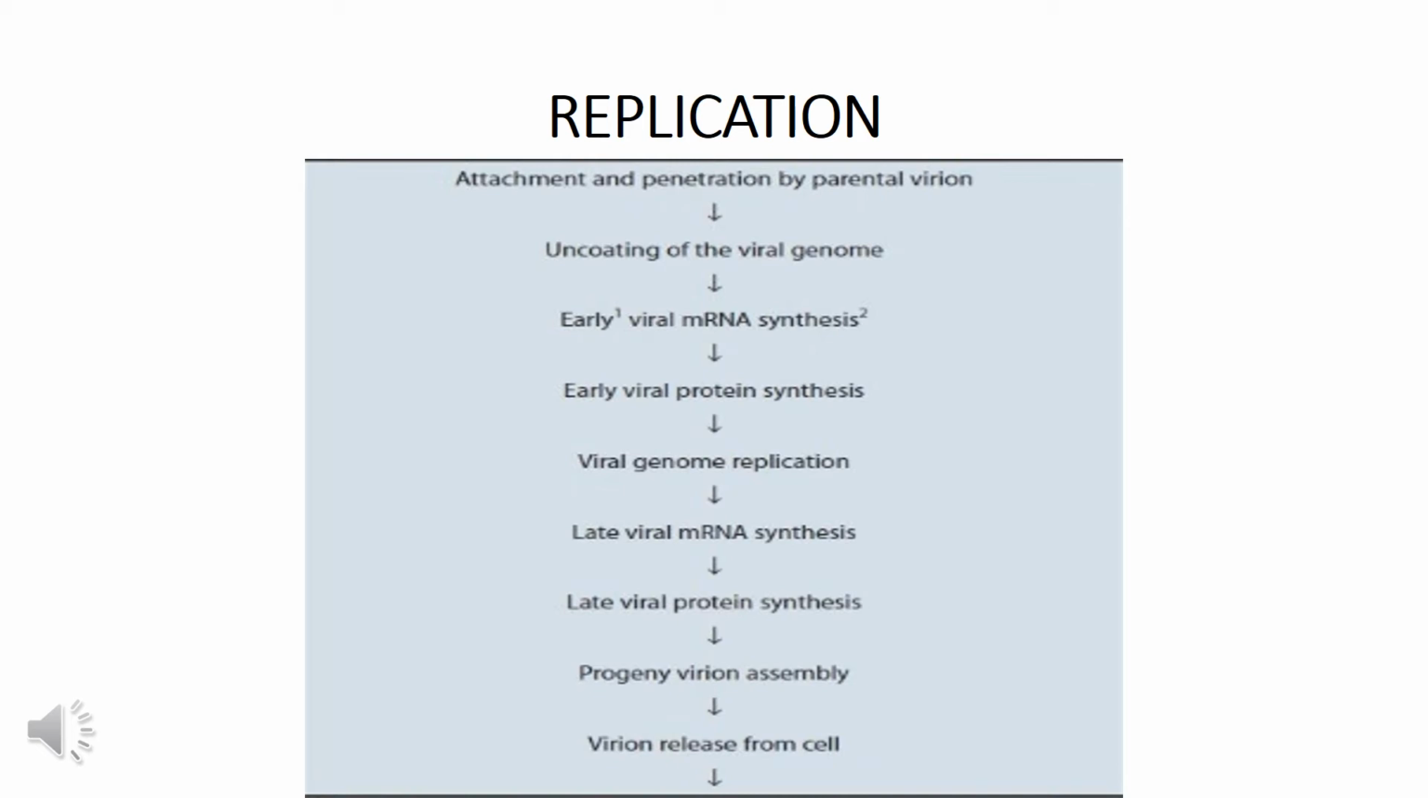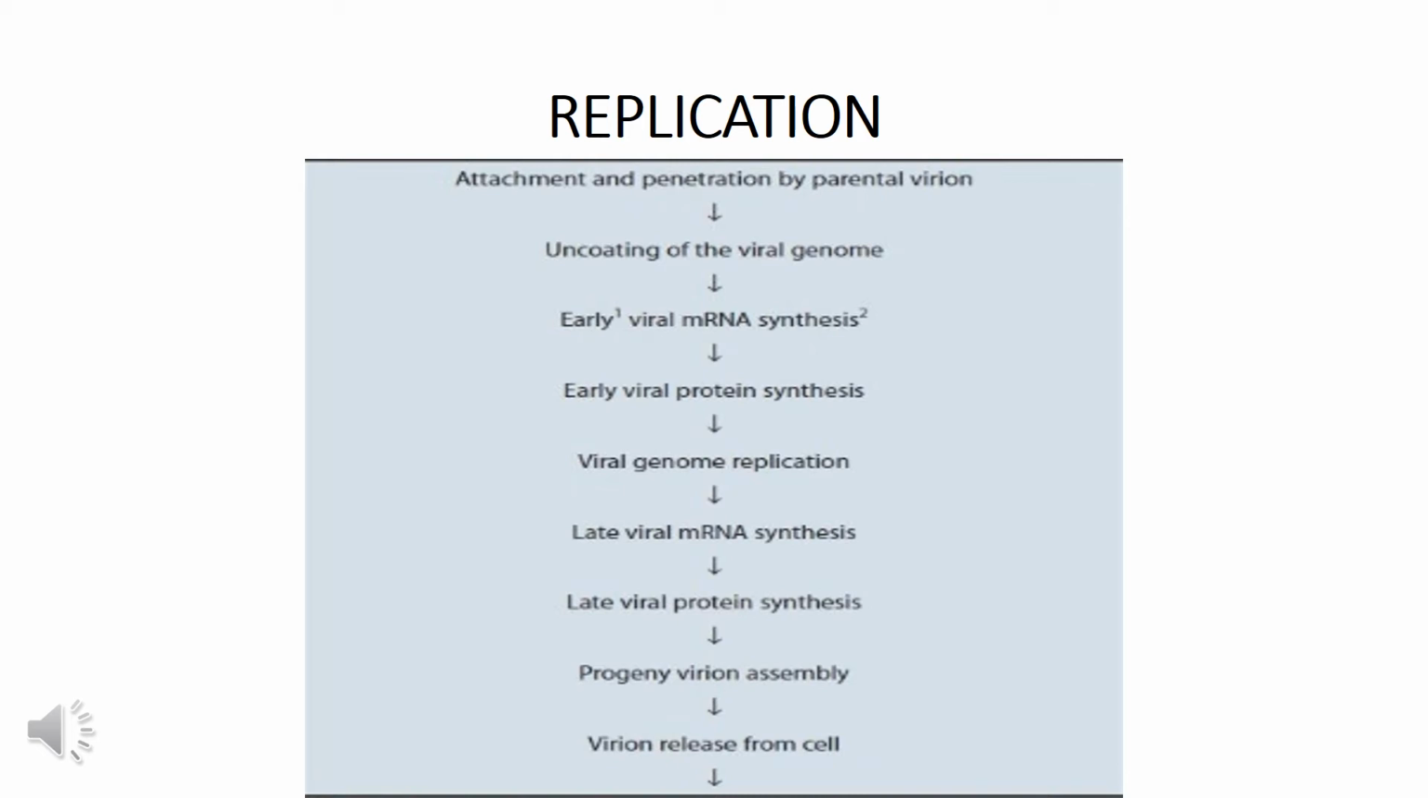So then comes progeny virion assembly. It means that according to the shape of the virus, the proteins and the RNA of the virus are joined together. So at the assembly step of the virus, you can observe the maximum number of viruses in a single host cell.